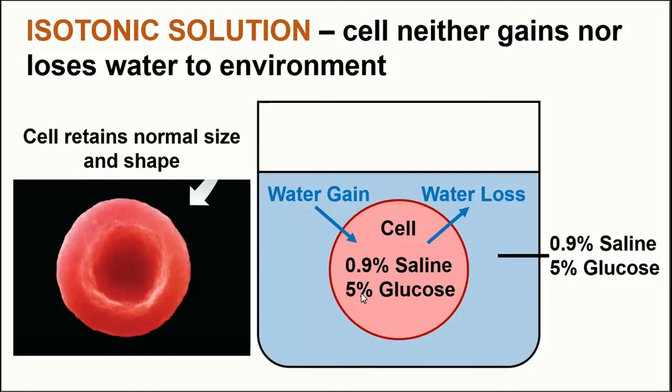That 100% represents the total volume of our cell or volume of solution in this case. So subtract 5 from 100 and 0.9 from 100, and those give us 94.1% water inside of the cell. And because we placed it in an isotonic solution, there is 94.1% water outside of the cell.